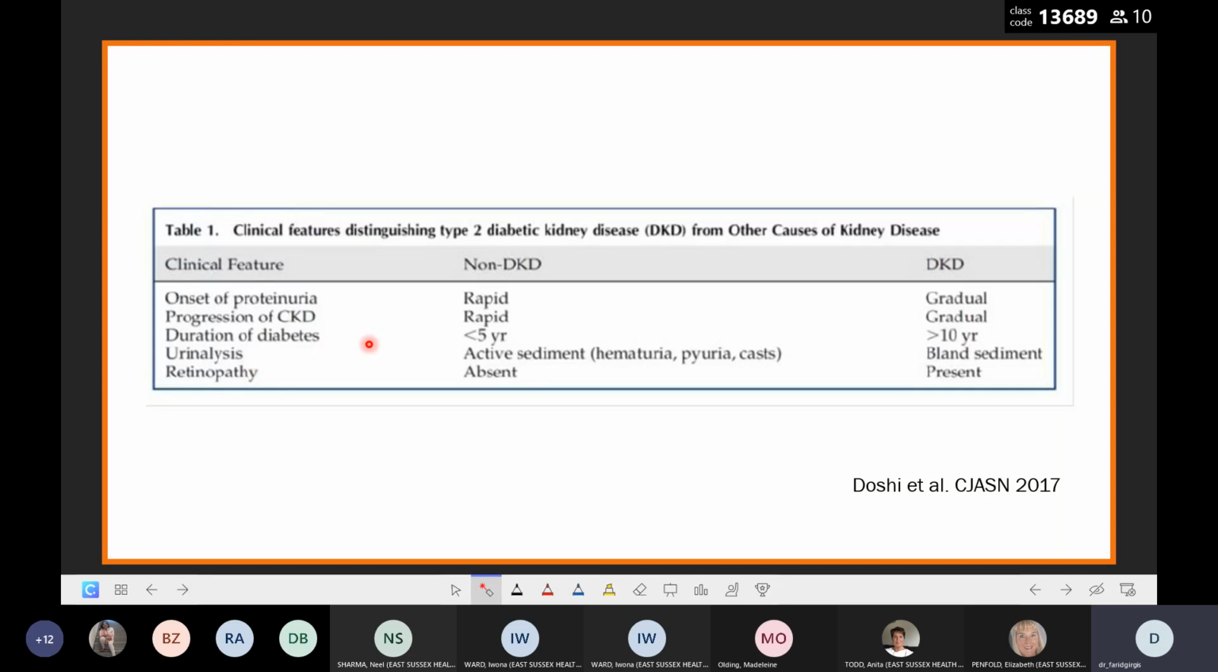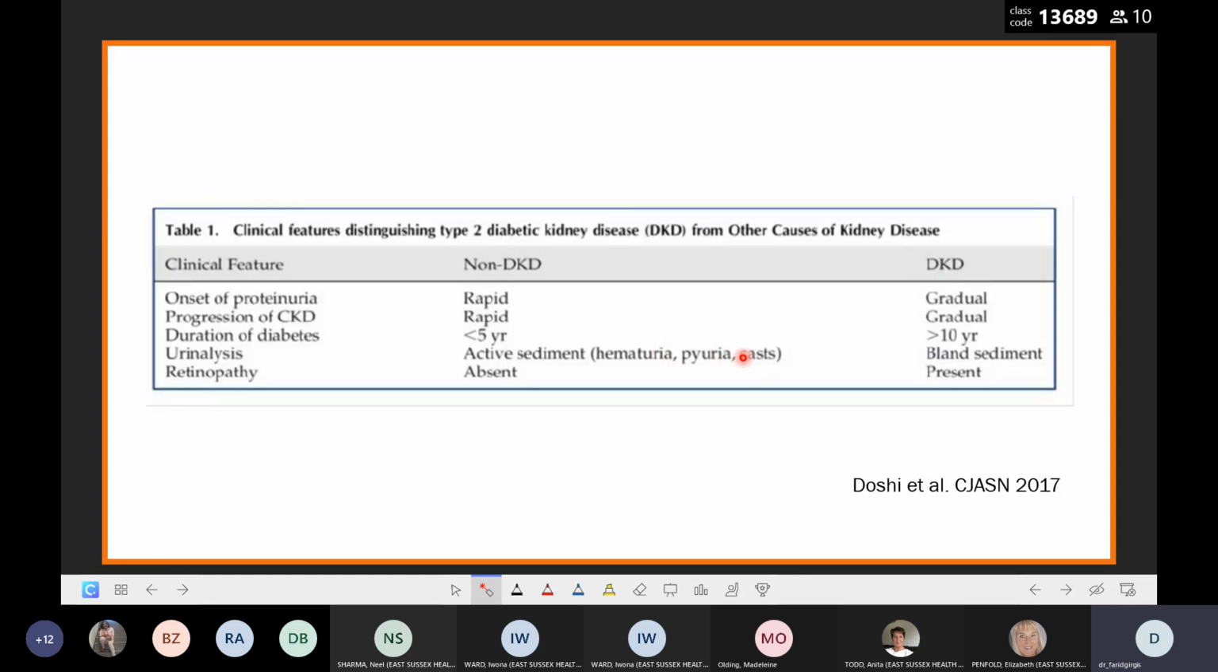Urine analysis. Usually in diabetic kidney disease, it's a bland sediment. All you find is only proteinuria, at the start microalbuminuria and then overt proteinuria, okay? But in non-diabetic kidney disease, you get active sediments like hematuria, pyuria, red cell casts.